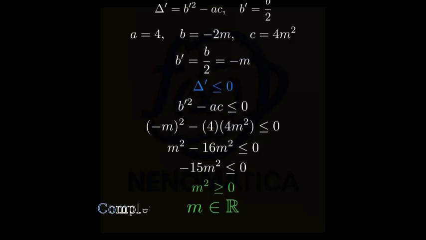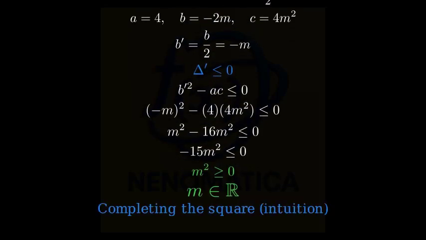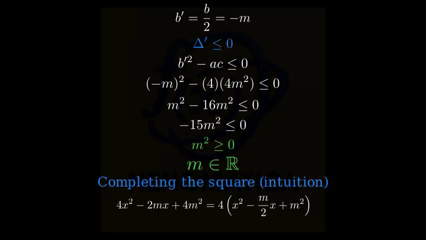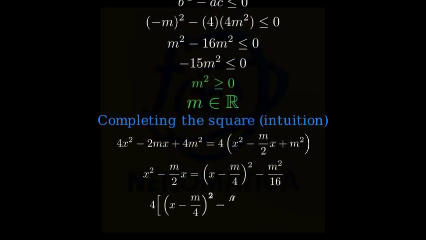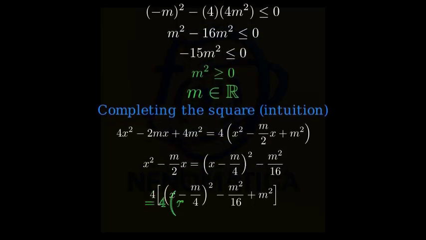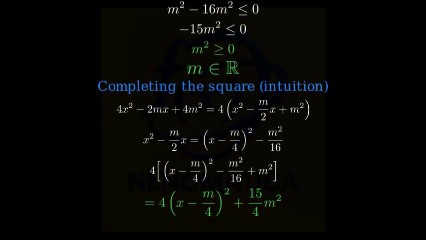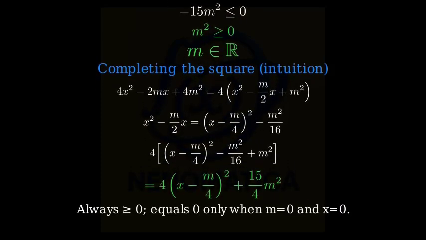for all x. For extra intuition, we can complete the square in x. Start by grouping the x terms. 4 times x squared minus 1/2 m times x plus 4m squared. Inside the brackets, x squared minus m over 2 times x becomes x minus m over 4 squared minus m squared over 16. So the entire expression equals 4 times the square of x minus m over 4 plus 15 over 16m squared, all multiplied by 4 outside. That simplifies to 4 times the square of x minus m over 4 plus 15/4 m squared. This is clearly always non-negative, and it equals 0 only when m equals 0 and x equals 0.